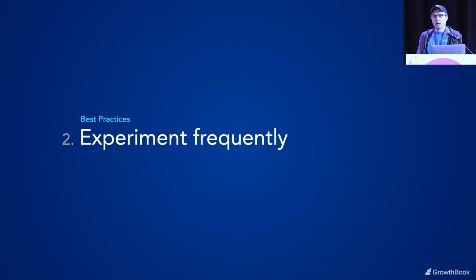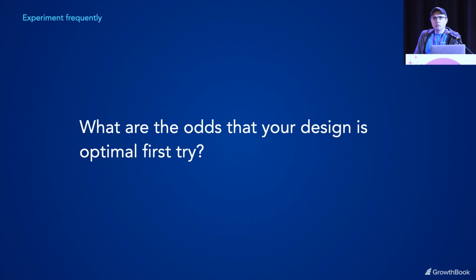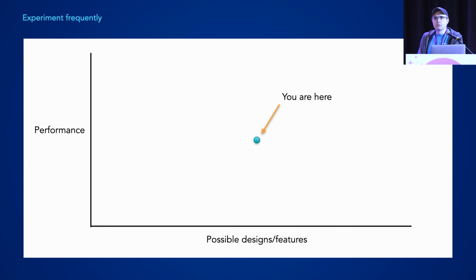Another one that we see people get wrong a lot is experimentation frequency. So let's say you have a winning test and you deployed that to production. What are the odds that it's the optimal design first try? So if you were to plot all possible versions of that product against the performance of those products, what are the odds that that's the highest performing version of itself? It's pretty low, right? Probably close to zero. And in fact, you have no idea, right? But you only have one data point.